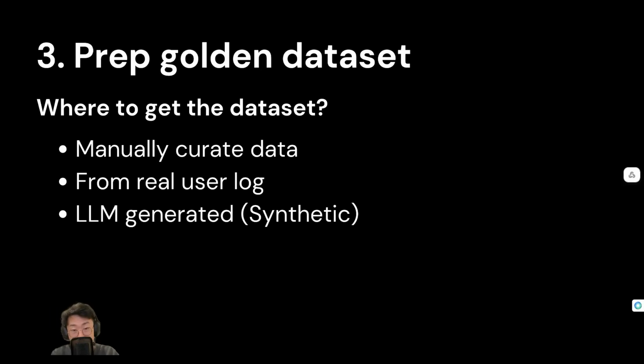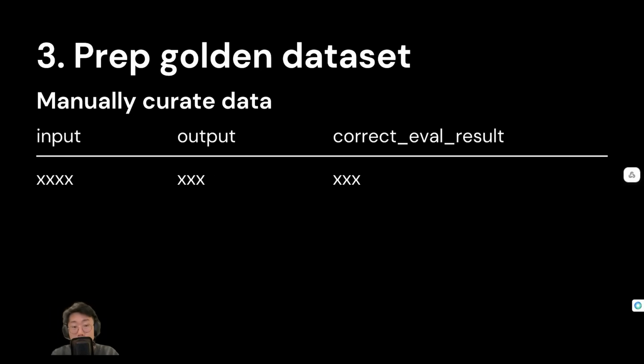So there are a couple of different ways. The most straightforward way would be to manually curate data. You can just create probably a small set, like 20, 50 or hundreds of those manually created data sets, where you can just give the correct evaluation result as a reference.